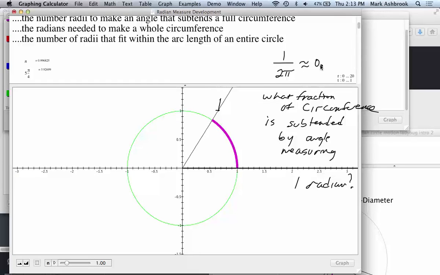So let's get an approximation. 0.15915. Is that right? Okay, so explain the meaning of that number to the person next to you. What does 0.15915 mean? What's the meaning of that number that we just found? Go, what does that mean?